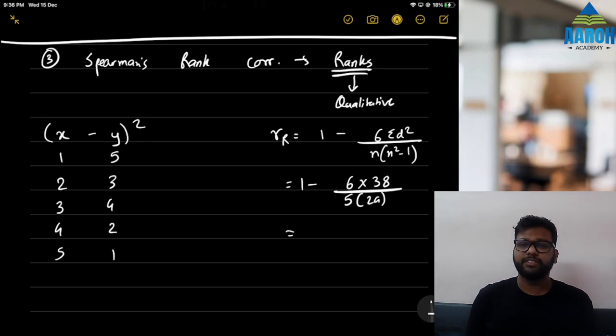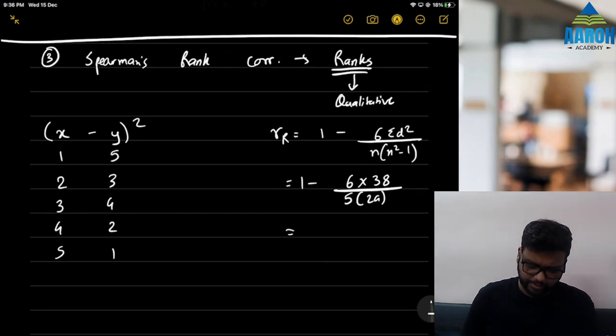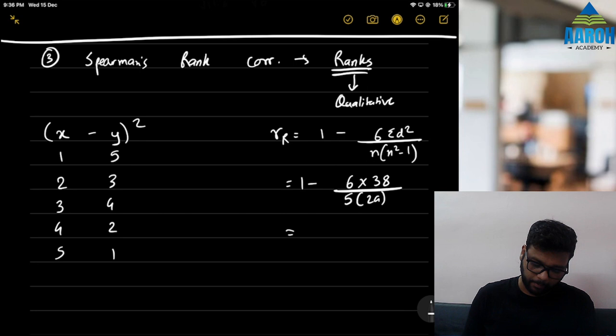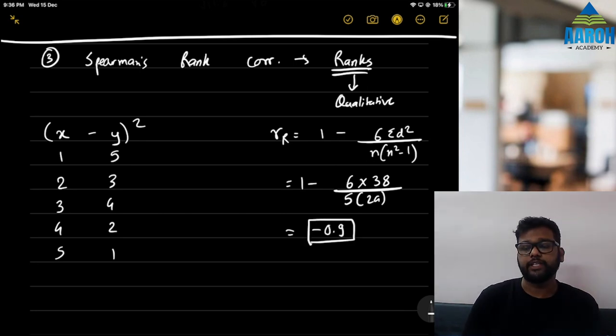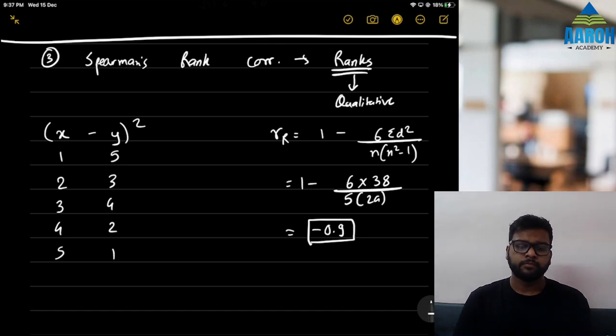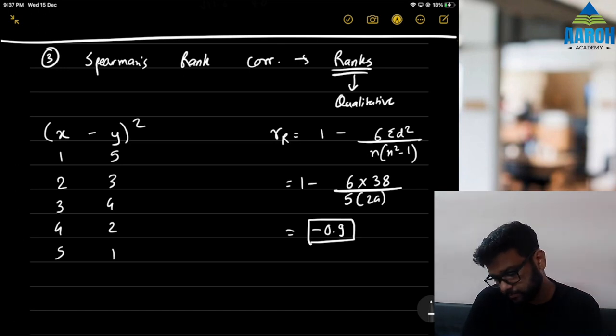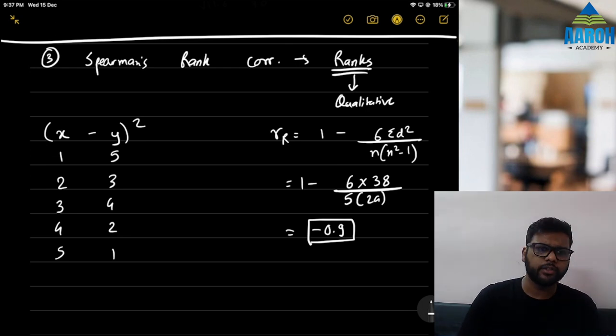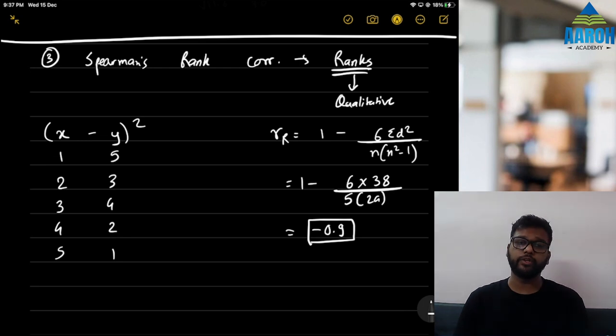Try again. I guess you did some mistake. Negative 0.9. Negative 0.9 is the correct answer. Check once. Yes, sir. Okay, good. So that is Spearman's rank correlation coefficient.